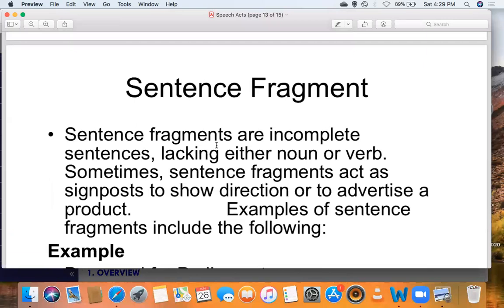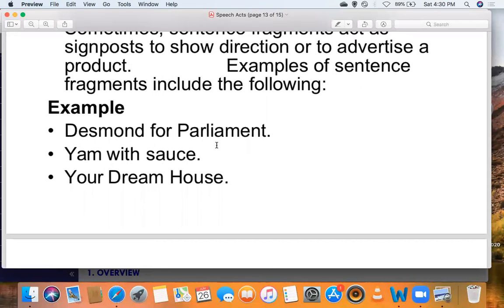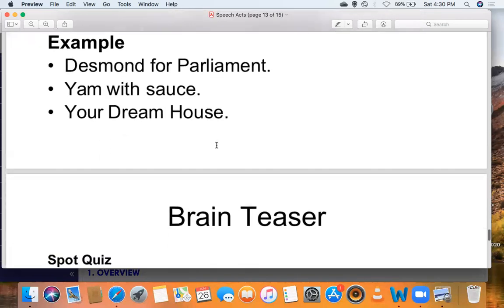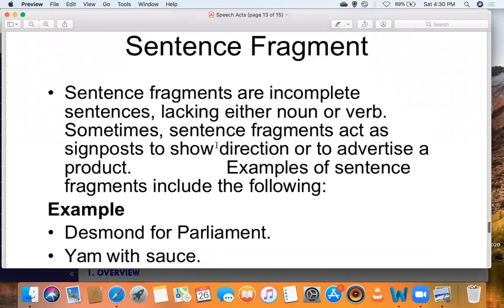Then we have sentence fragments. Sentence fragments are incomplete sentences lacking either a noun or a verb. Sometimes sentence fragments act as signposts to show direction or to advertise a product. Examples of incomplete sentences: Desmond for Parliament, Yam with sauce, Your dream house. The first example is lacking in what? I think it is lacking in a verb. So you can see what is lacking in the others. So that's sentence fragments.